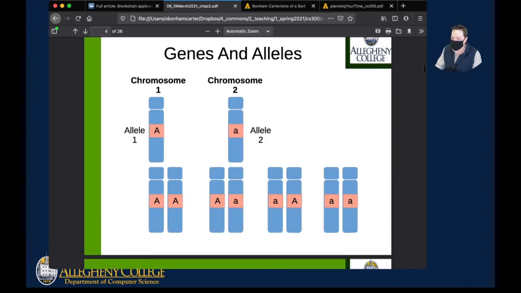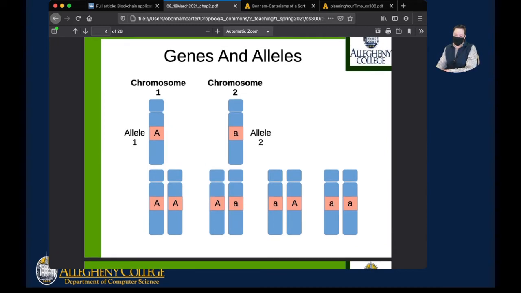But if you remember that, for instance, your genes are the things that give you proteins, the alleles are the differences in those genes. Now here we have chromosome 1 and chromosome 2, and you can see that allele 1 is the big A, and allele 2 is the little a.